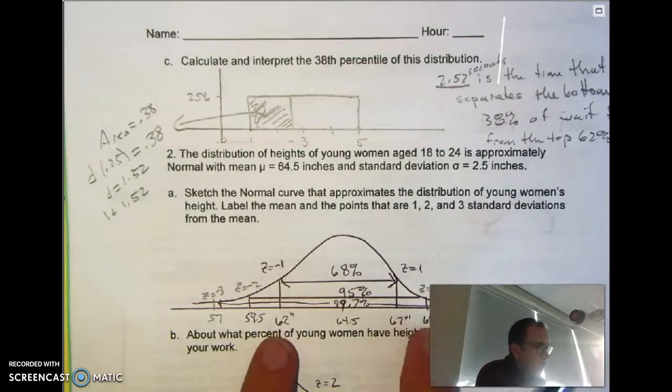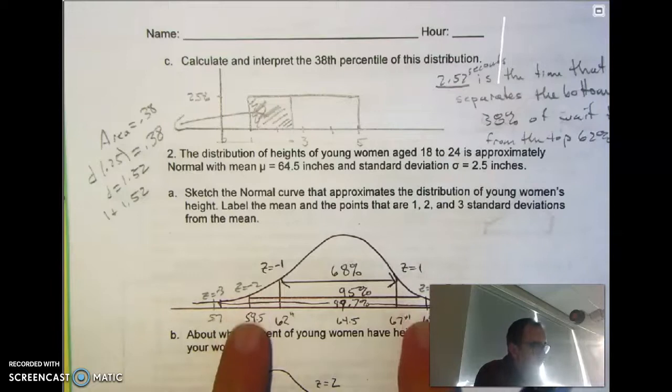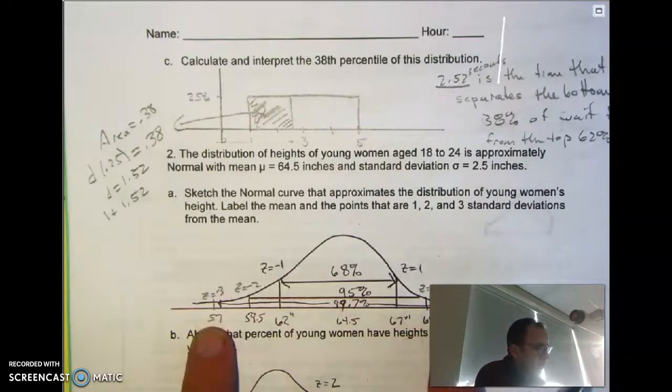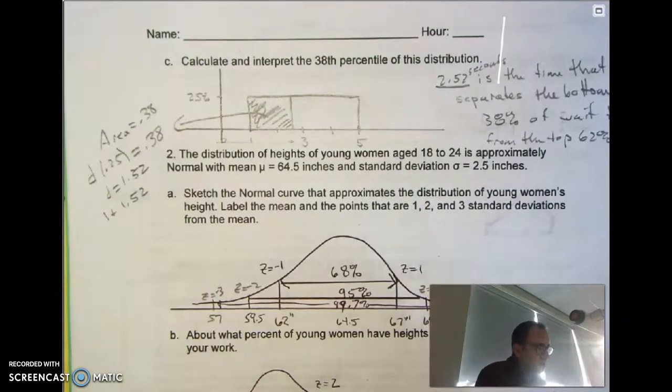If we add another 2.5 and subtract another 2.5, we're going to get 95% of the data between 59.5 and 69.5 inches tall. And add another 2.5 on this end and subtract another 2.5 off the left end, and we'll have 99.7% of the women are going to be between a height of 57 and 72 inches tall.